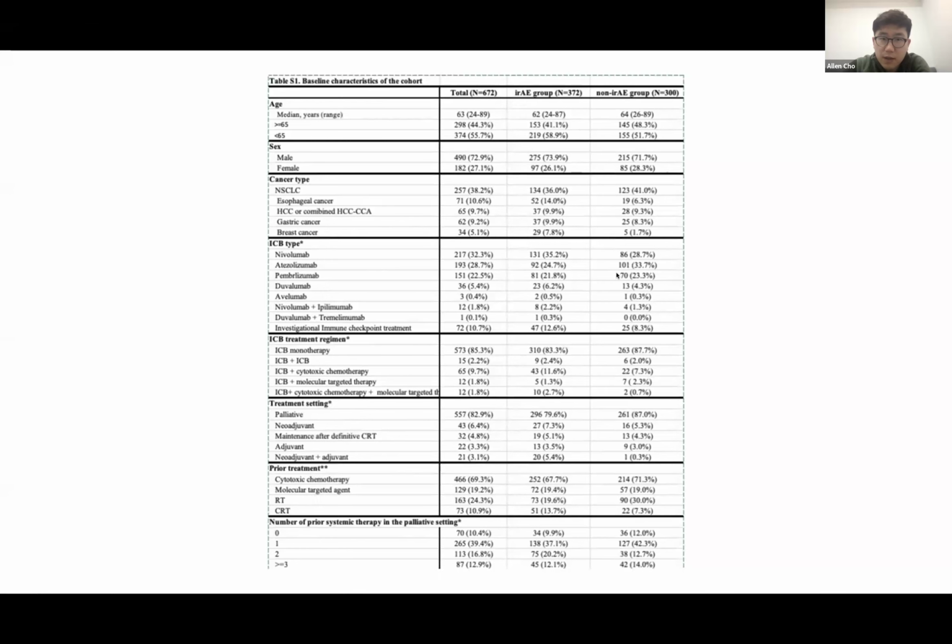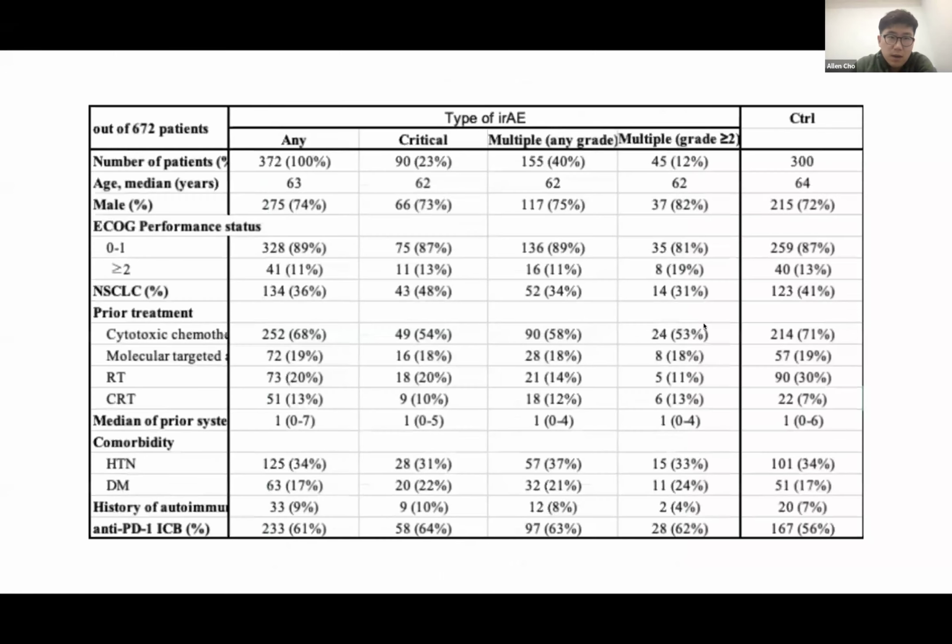But yeah, I don't think there was anything in particular that really stood out. As I mentioned before, non-small cell lung cancer was the most commonly studied, and nivolumab was the most often used immune checkpoint blockade therapy. Right.